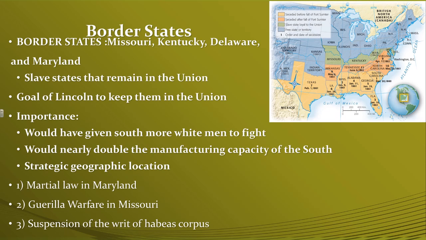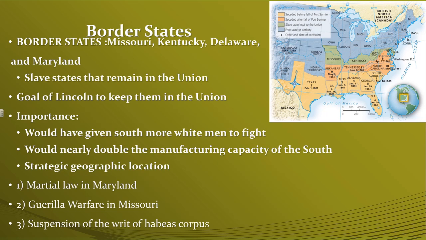So Lincoln is going to take a lot of measures to ensure that he doesn't lose those border states. He's going to do things like declaring martial law in Maryland, which is having the military come in and basically nobody's allowed in or out of the city. He's going to suspend habeas corpus. If you remember, that's your right to due process. That means you can be thrown in jail without being told why. He's going to do this to ensure that people that could be pro-slavery sympathizers are thrown in jail.